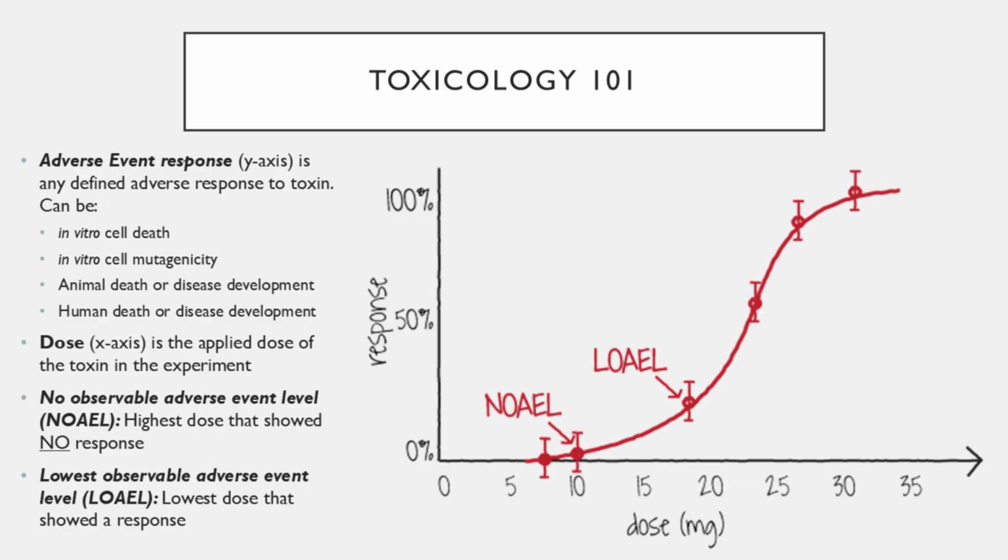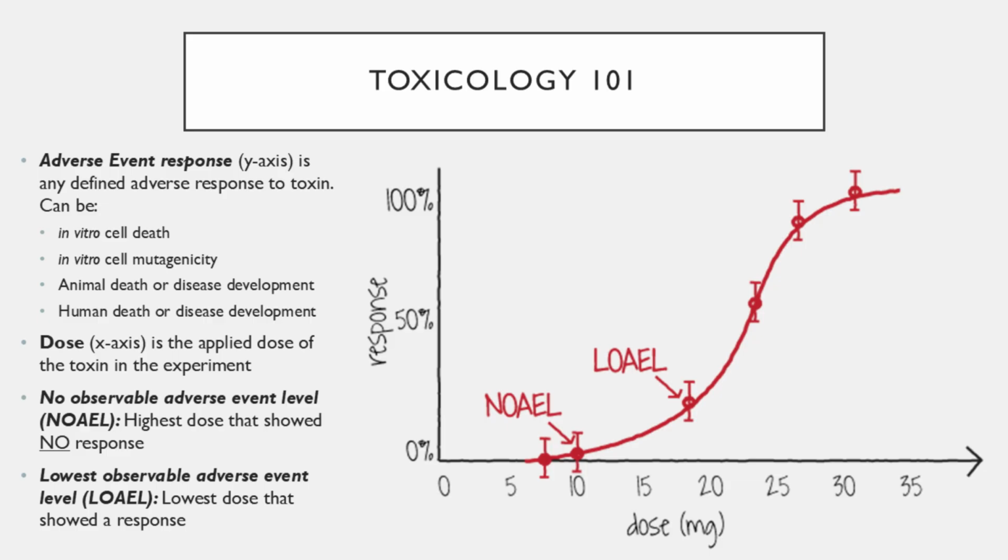Then we will look at the dose that was applied to those particular subjects, and then kind of understand and plot that dose response threshold. There's two key terms that we want to look at here. There's what's called the no observable adverse event level, the NOEL, which is the highest dose that showed no response. And then the accompanying term is the lowest observable adverse event level, which is the lowest dose that showed a positive response.